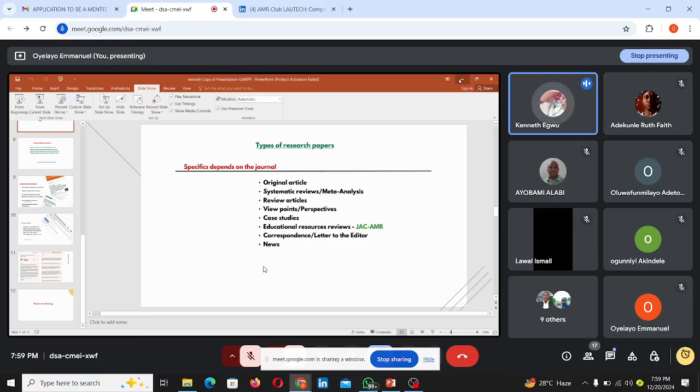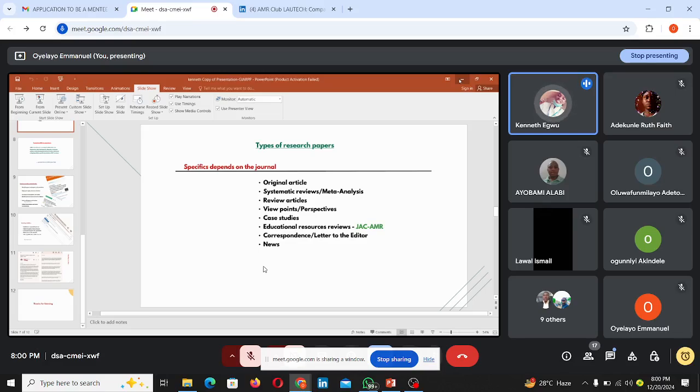And another one that is very peculiar to the Journal of Antimicrobial Chemotherapy, which is operated by BSAC, is educational resource reviews, where you review many platforms that offer educational resources on antimicrobial resistance. If you're interested, you can just search educational resources reviews, JAC-AMR, and I believe the prompt will come up on your system.